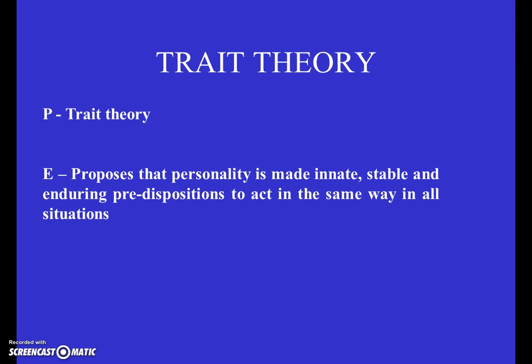But the key thing here is it's saying that we're going to employ this trait in all situations. So if somebody is anxious when they're walking down the road, with no harm whatsoever, looking over their shoulder, scared of their own shadow, and you put them into a situation, e.g. a cup final in sport, they're going to be anxious because they have that trait of anxiety.